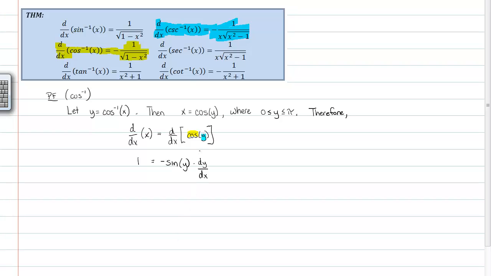dx. And remember, what we're trying to do is find the derivative with respect to x of y, because that's what the cosine inverse of x is. So I'm going to solve for dy dx here. This implies dy dx is equal to negative 1 over the sine of y. Now, I don't want to leave my answer in terms of sine of y. I want my answer in terms of x.